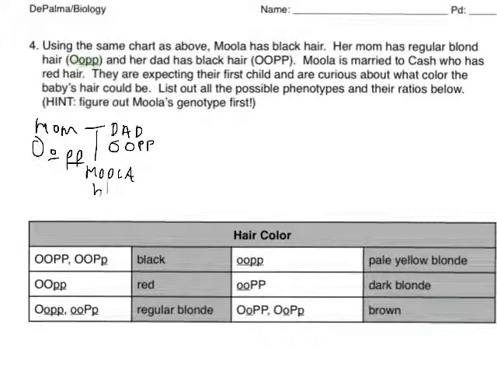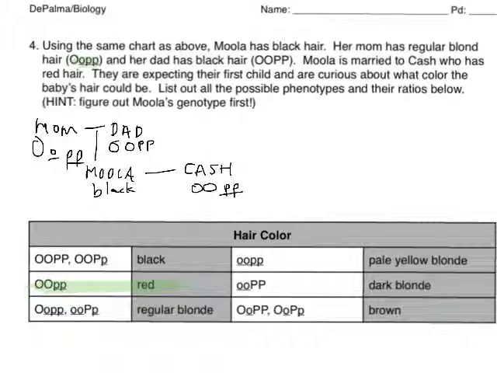Moolah has black hair, we know, so we'll come back with that. She marries Cash. Cash is a ginger. He's got some red hair there. So he's got to be big O, little p, because if you come down here to the chart, you'll see that there's only one option for red hair. So if there's only one genotype for red hair and he's got red hair, he's got that genotype.